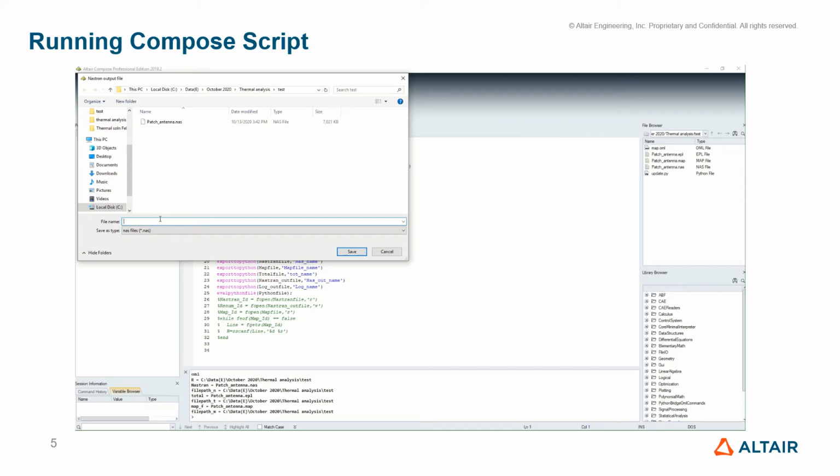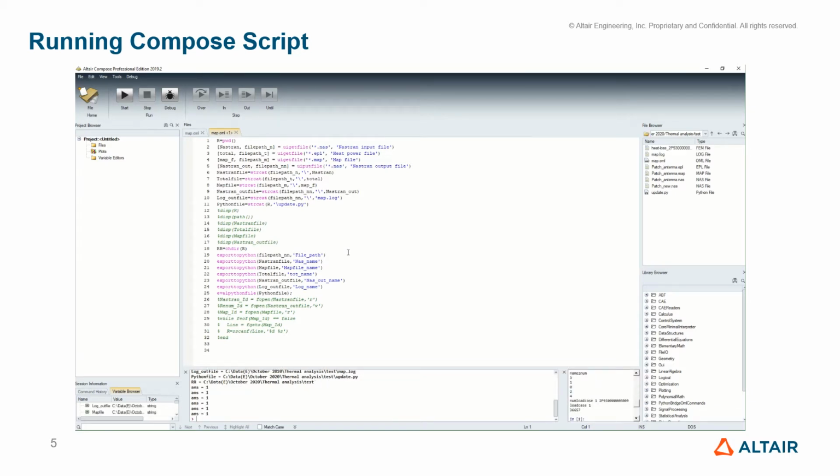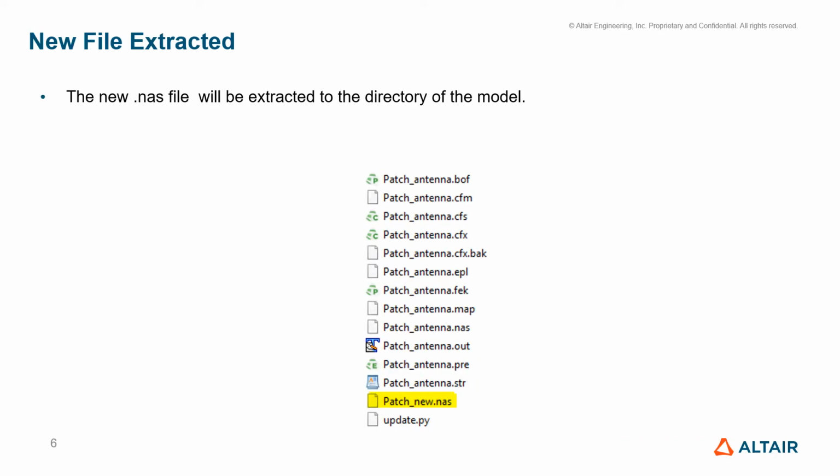This file includes lines that point to FEM files, one per frequency point, that contain the electromagnetic losses, that is the heat loads. You can find the new Nastran file that will be extracted to the directory of the model.